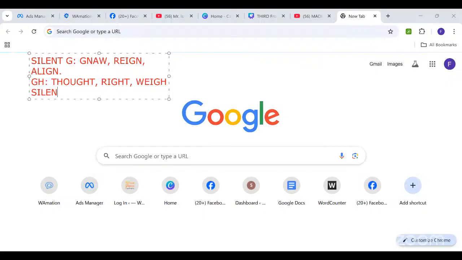Then we have silent H. Letter H is silent when it is followed by W, like in the word whistle. But when letter H is followed by W and you have letter O after the H, it is usually the W that becomes silent. For example, the word who. In the word who, letter W is followed by H, but you have letter O after the H, so the H will not be silent. It is the W that will be silent.